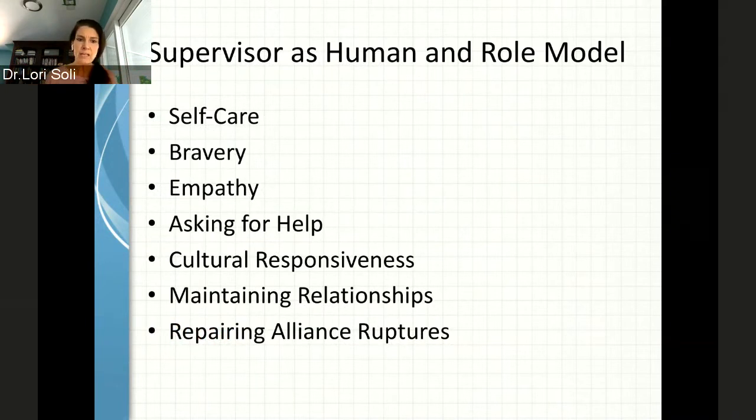Maintaining relationships and repairing alliance rupture. Does anybody have any thoughts on any of this before we move forward? I know we're actually coming close to time.